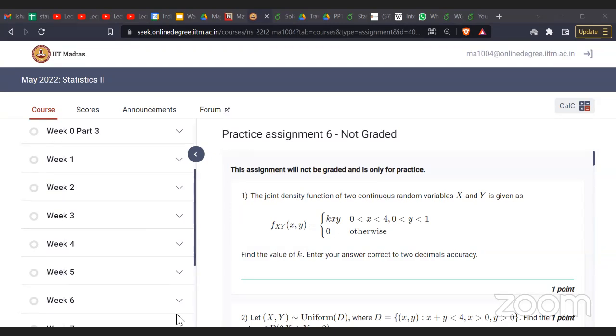So (x, y) is uniform in D. If we plot this graph, x lies between 0 and 1, y is 1 to 2. So you have a triangle, let's say a square over 1, 2, 0, 1. And then 2, 3, and 0, 2.